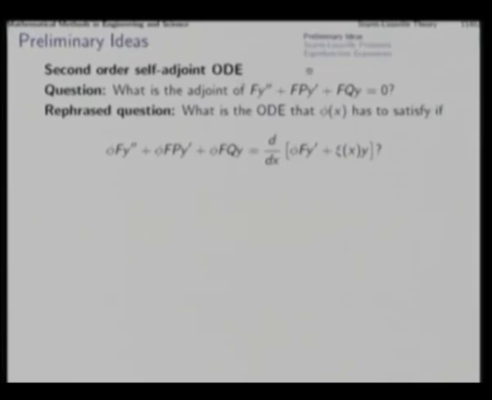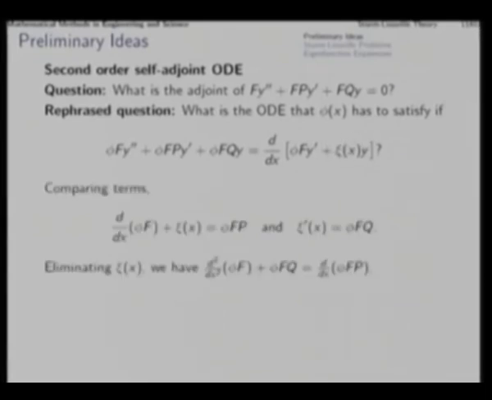if phi multiplied with this makes it an exact derivative like this? Phi F y double prime plus phi Fp y prime plus phi Fq y equals the exact derivative of a first order expression like this. So, the first term of that must be phi F y prime, so that its derivative can account for this term, plus something into y.